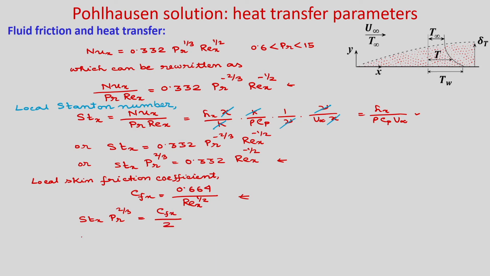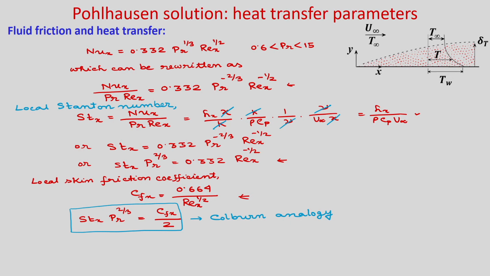Okay. So, this relation is known as the Colburn analogy. This is between the fluid friction and heat transfer for laminar flow on a flat plate. You can write this expression. So, what is the advantage of using this analogy? If you know the friction coefficient, then you will be able to calculate the heat transfer from this expression.